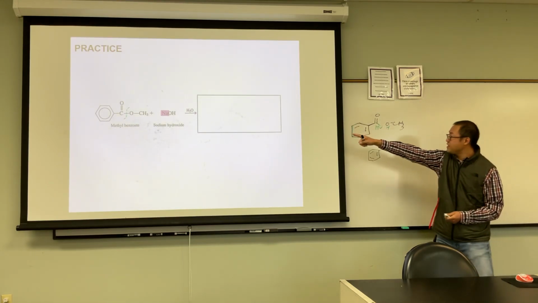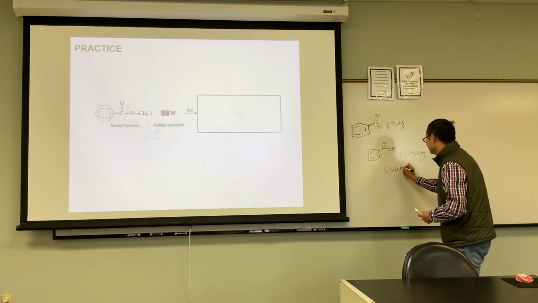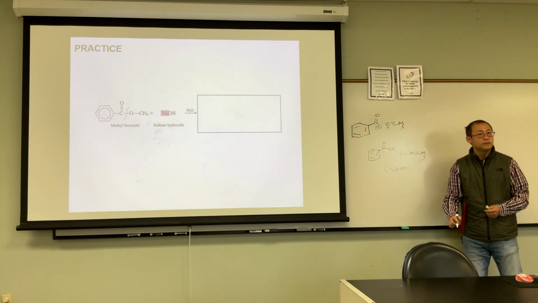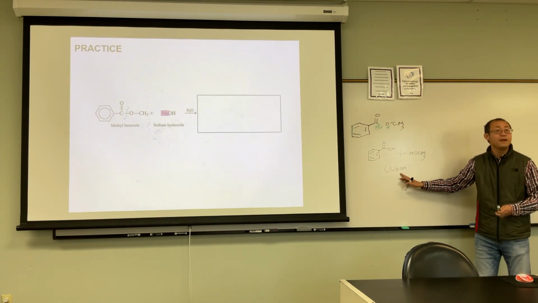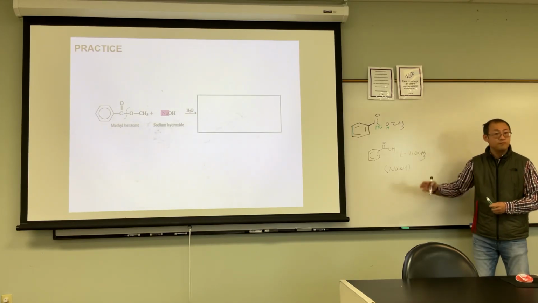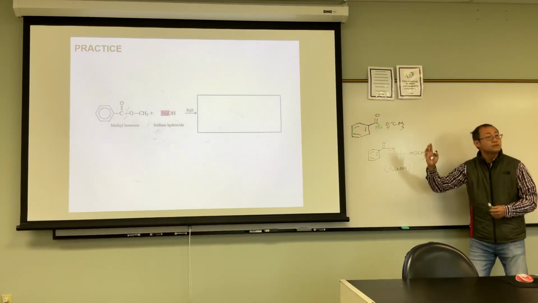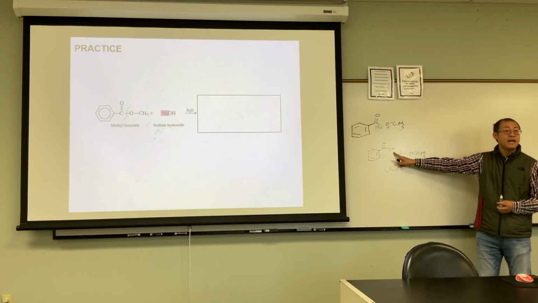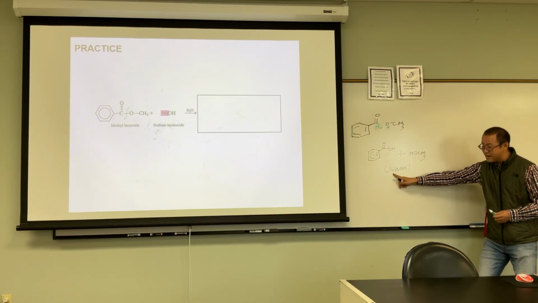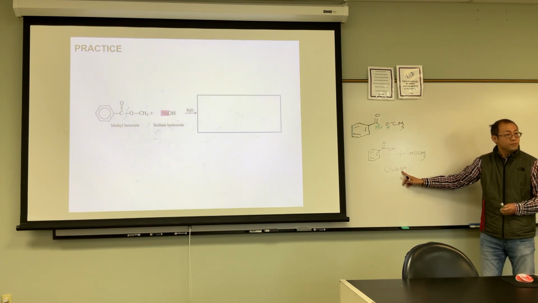But if the condition has base in it, the acid will react with the base. We practiced this before. When you see an acid-base reaction, you mark what? The charge. The O is O minus, H is H plus, Na is Na plus, OH is OH negative.